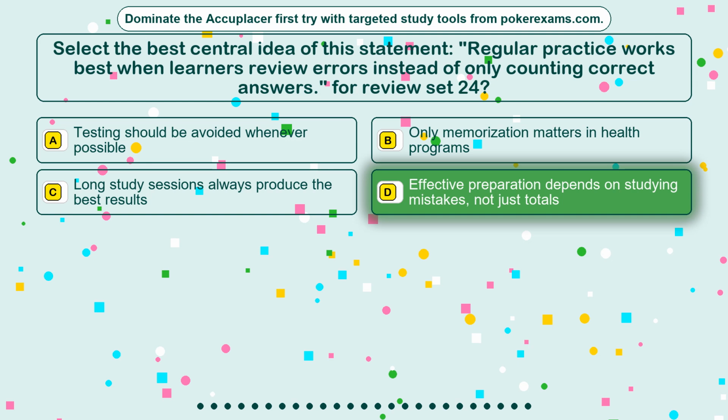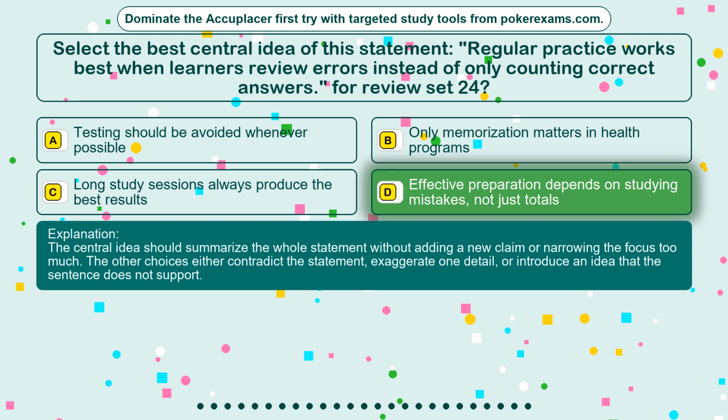The correct answer is option D. Effective preparation depends on studying mistakes, not just totals. The central idea should summarize the whole statement without adding a new claim or narrowing the focus too much. The other choices either contradict the statement, exaggerate one detail, or introduce an idea that the sentence does not support.